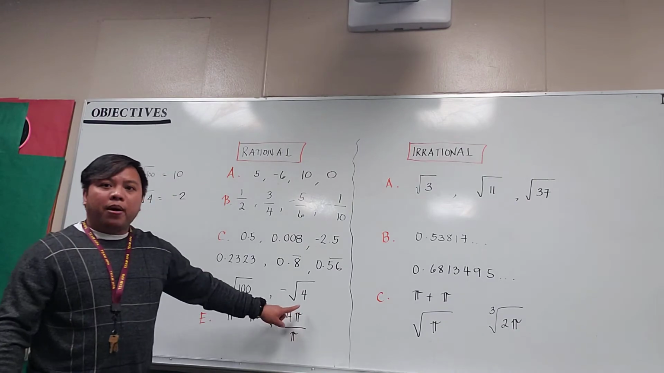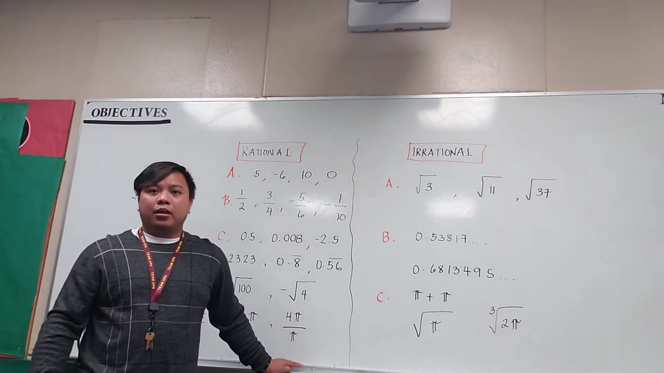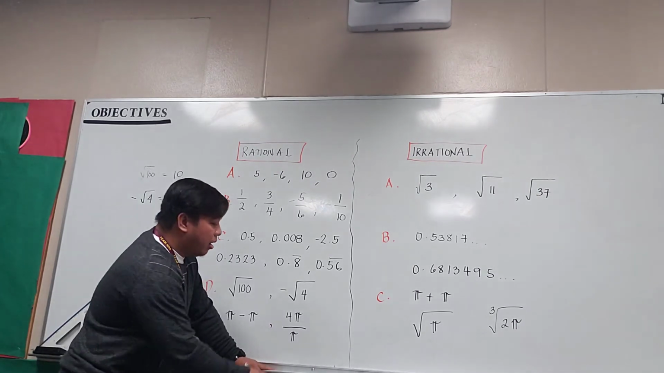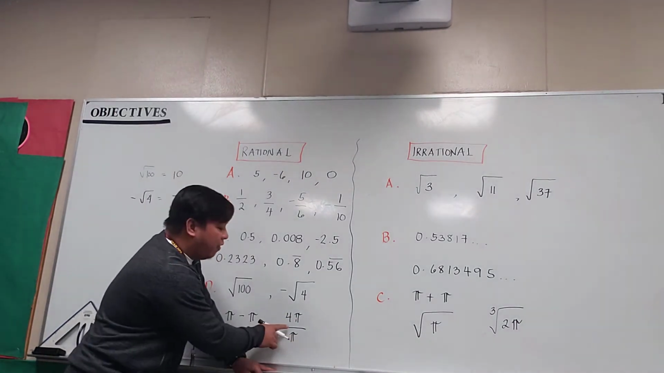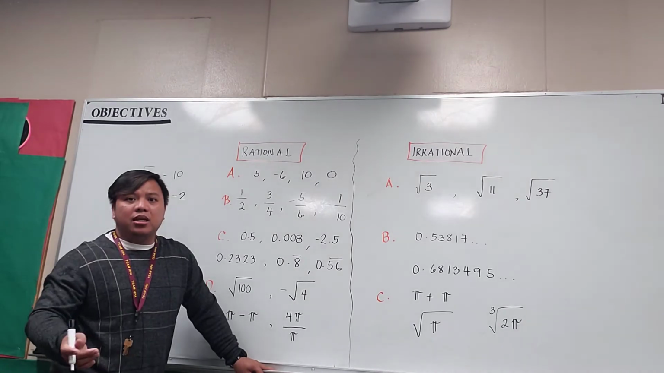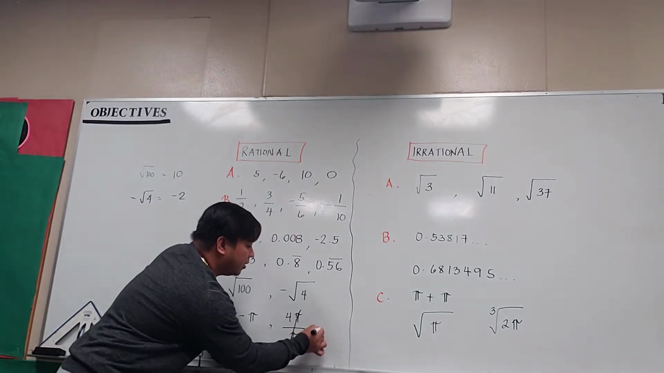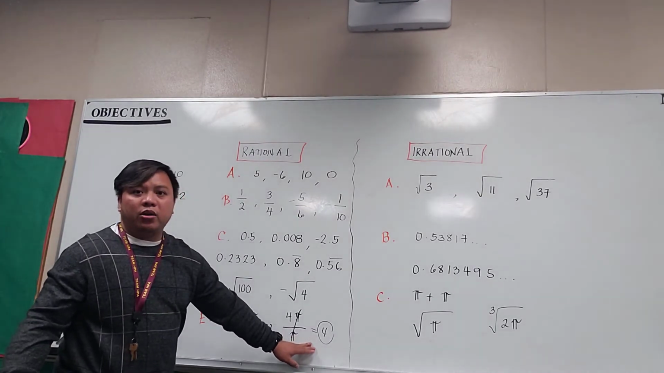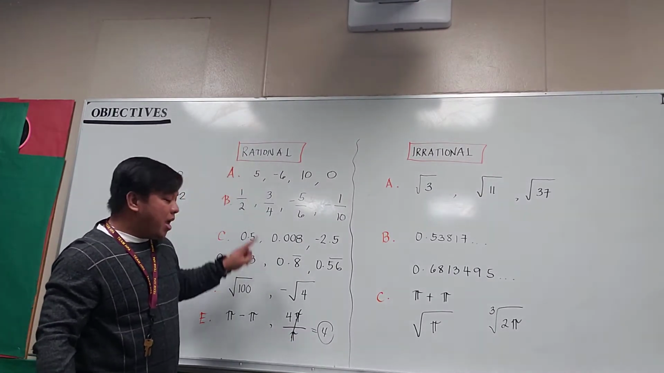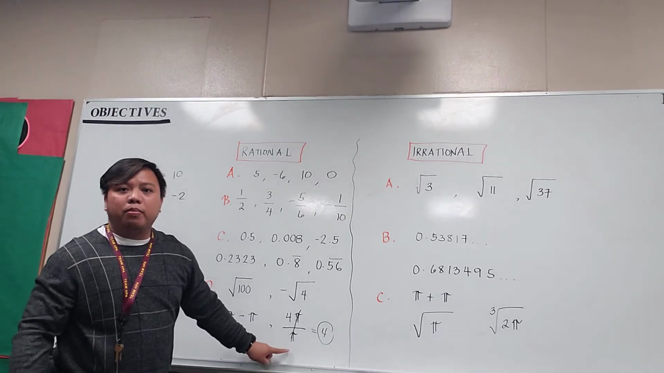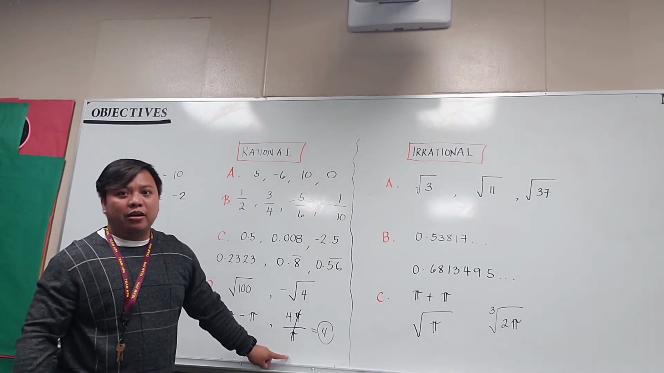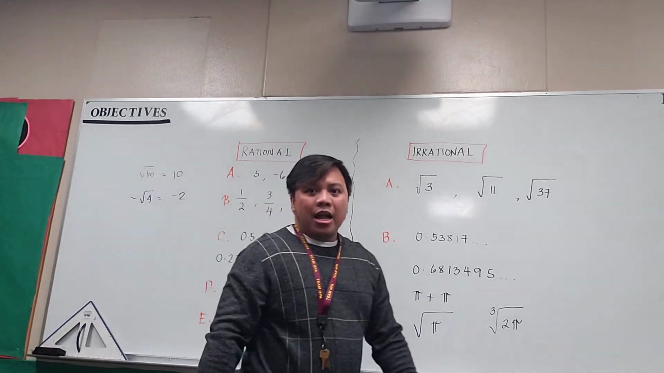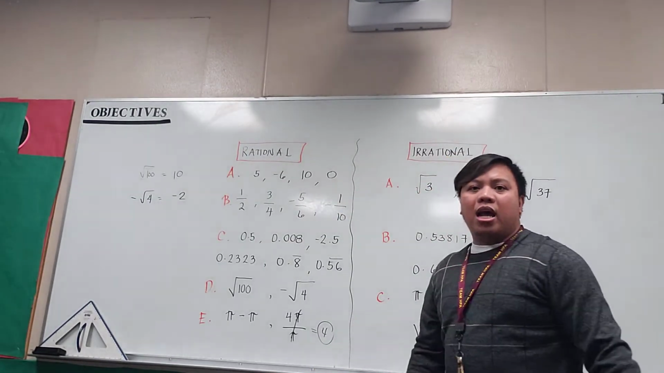What about 4 pi over pi? The bar over here means division. So when you divide 4 pi by pi, that makes sense that it's going to be what? It is equal to 4. And I know that 4 is going to be rational. So it makes sense that 4 pi over pi is also a rational number. Got it? Okay. Now we go to the side of irrational numbers.